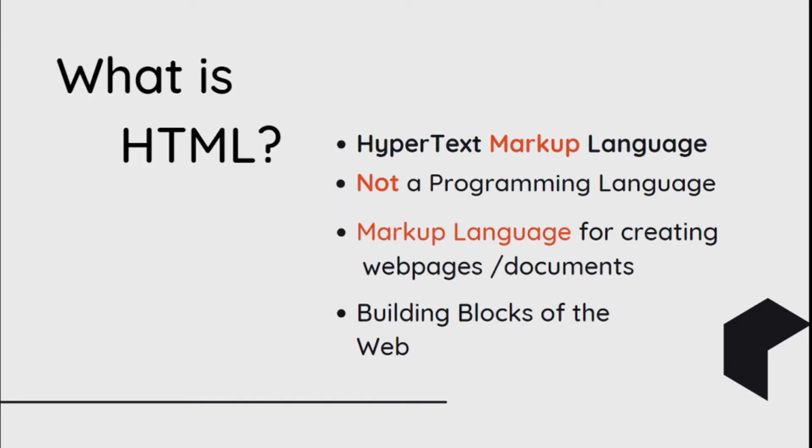Now, what is HTML? HTML is a hypertext markup language. It is not a programming language. That's why we say it's a markup language for creating web pages and documents. It's the building block. It's like the blueprint of the web. It's the blueprint of your web page. Without HTML, there is no web page.